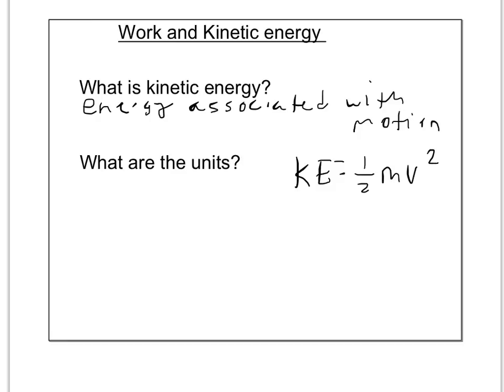And what are the units of this? Well, the units are mass, which is kilograms, times meters squared per second squared, because it's velocity squared. And this is such an important unit that it's given its own name, which is a joule. So this is called a joule.